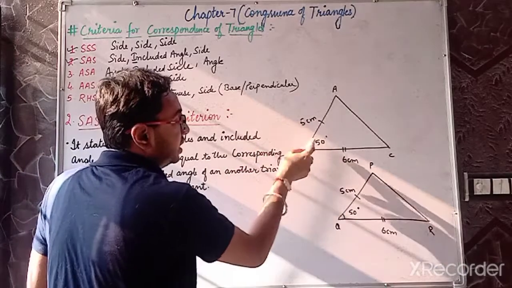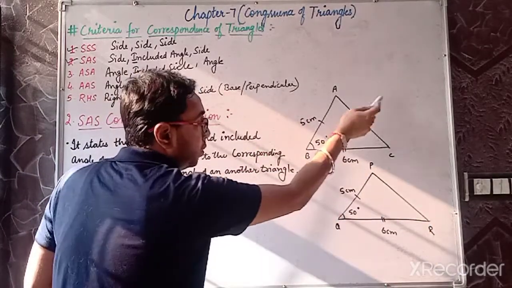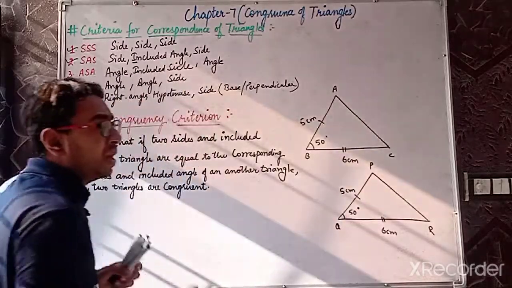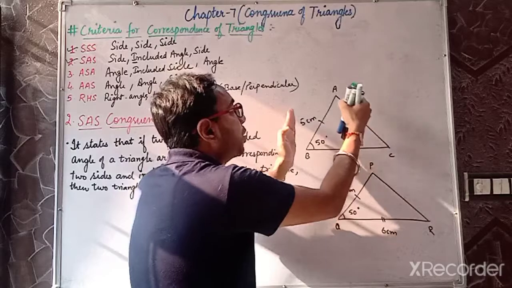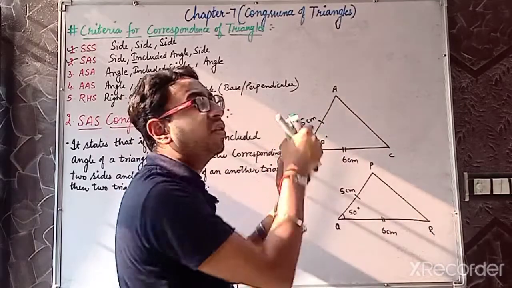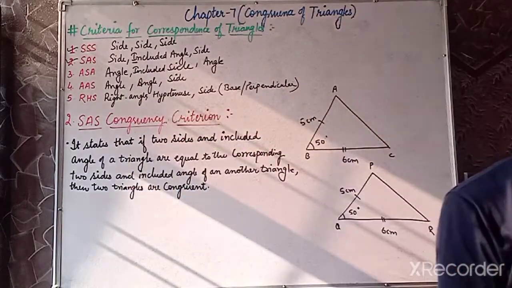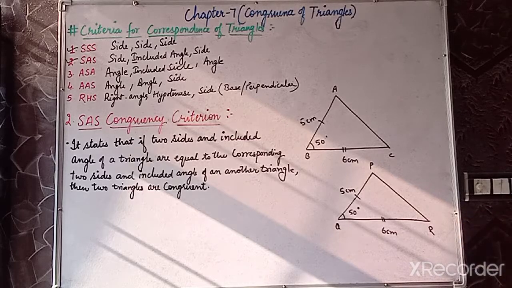5, 5, 50, 50, 6, 6. We don't need the third one too. Because if they are fulfilling this condition, definitely these two are congruent to each other and they will cover each other completely. And this angle 50 is called included angle.